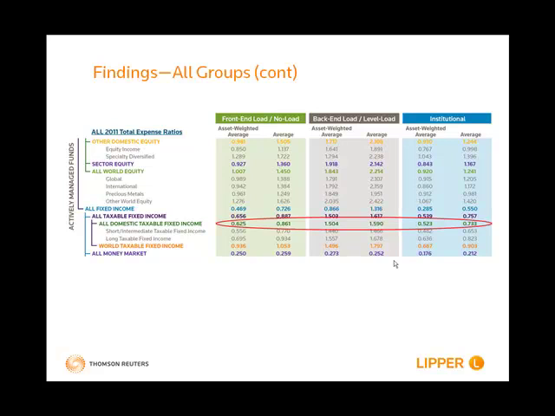A second finding that we see across all groups is that institutional funds typically have lower expenses compared to front-end and no-load funds, and front-end and no-load funds have lower expenses in comparison to back-end and level-load funds. And this pattern can be attributed partly to 12B1 and non-12B1 fees. Institutional funds usually have the lowest 12B1 and non-12B1 fees, whereas front-end and no-load typically have the middle ones, and then back-end and level load typically have the highest 12B1 and non-12B1 fees.